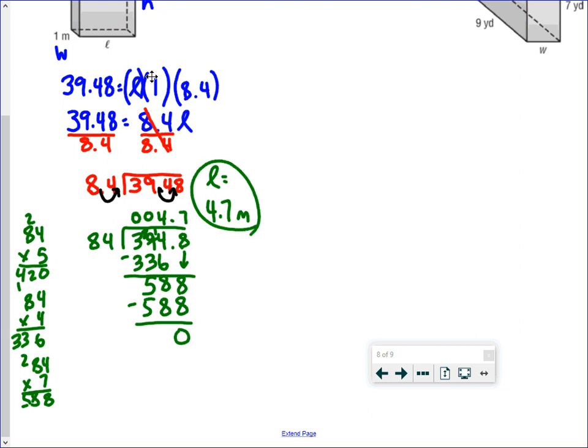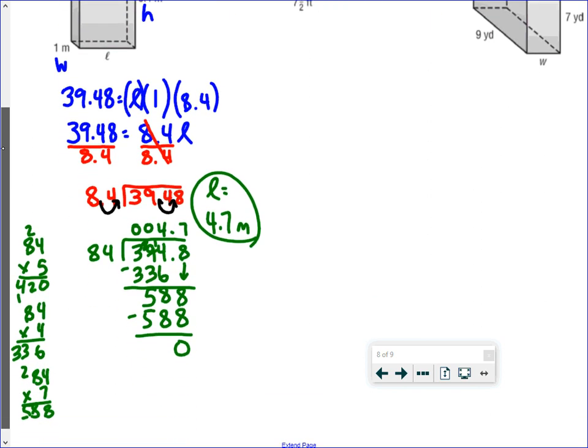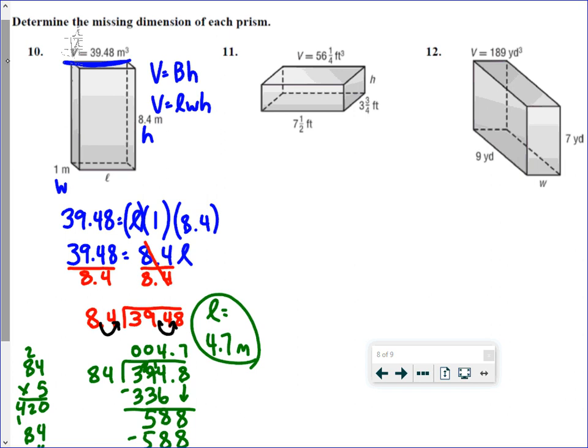Long one, but not too hard if you know how to divide. So once again, pause it, make sure you understand all that. Rewind it if you need to. If not, let's keep going.